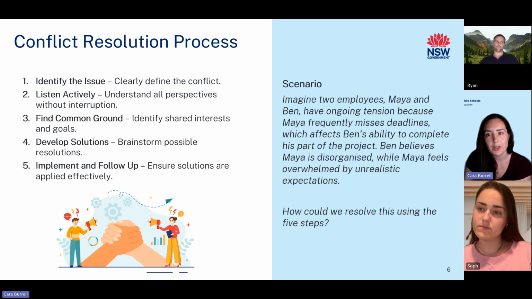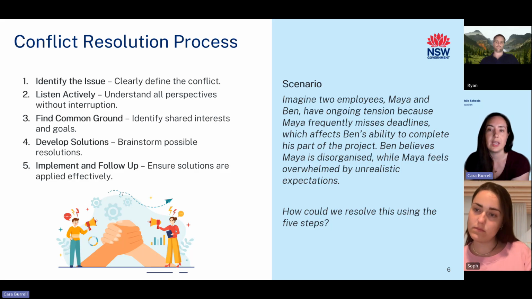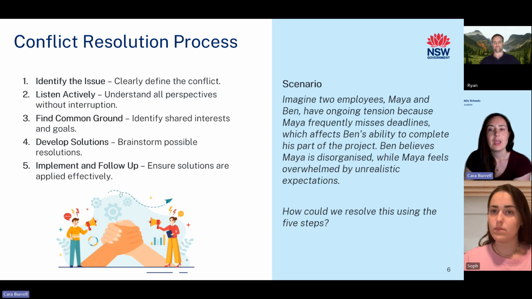So by shifting the focus from opposition to collaboration, we reduce hostility and start moving towards a resolution. So you could say things like, "I think that we have some opposing views here, but we can agree on this point. We both want to reach this goal. How does that sound?" Step 4 is developing solutions.